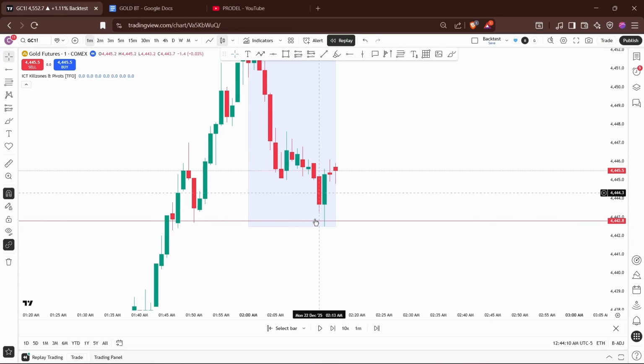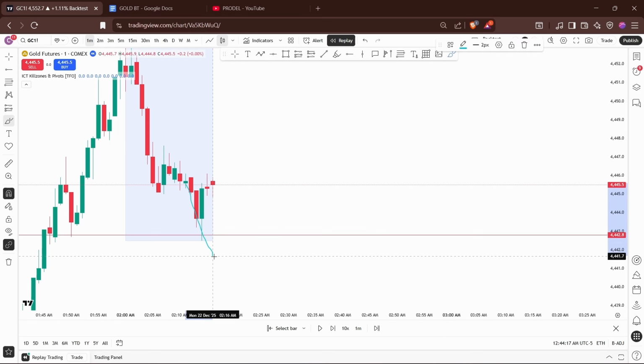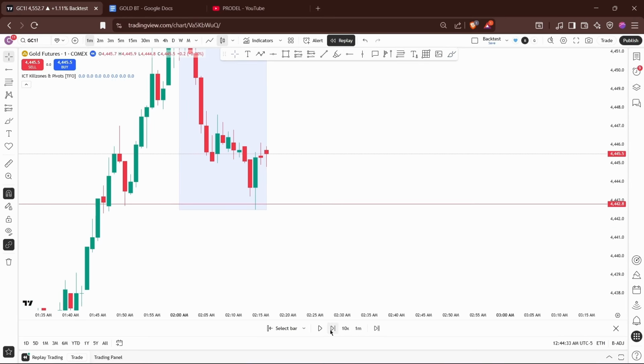When it comes to our POI, we will look for the 3 entry criteria. First, it should close below the POI. This is the bullish case, so the candle should close below the POI and then above the POI. In this case, we cannot see any candle which closes below the POI. Let's wait for a candle to close below the POI.